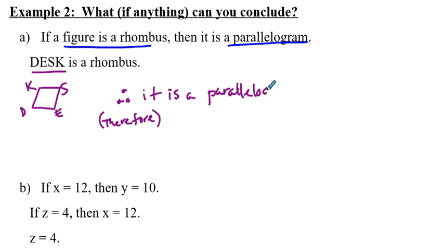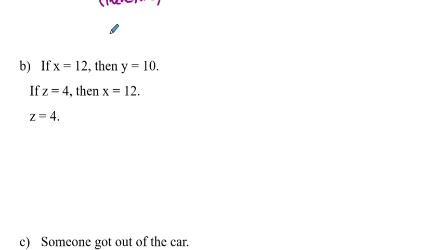Okay, let's try another one here. Now, there's a couple of if-then statements. It says if x is equal to 12, then y has to be 10. But if z is equal to 4, then x is equal to 12. They seem a little out of order. It seems like the second one leads into the first one. So if z is 4, then x is 12. If x is 12, y is 10. Okay, so here's our statement right here: z is equal to 4.